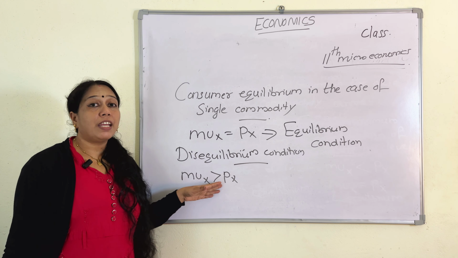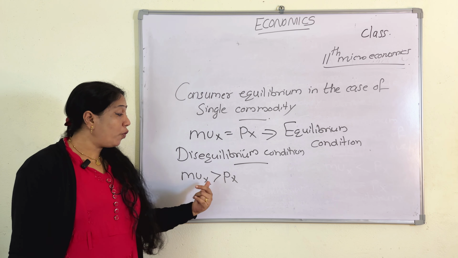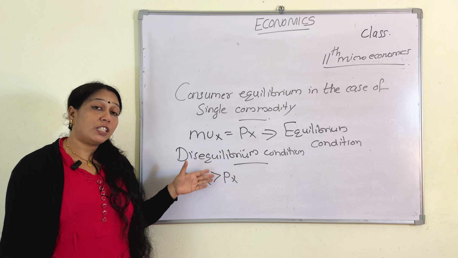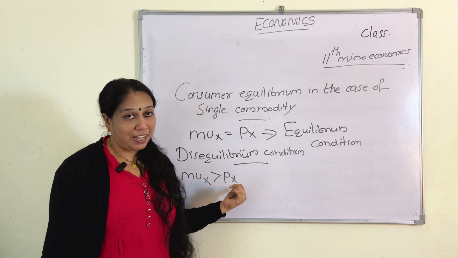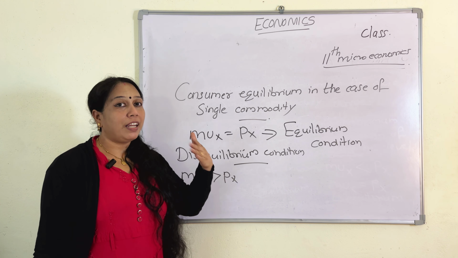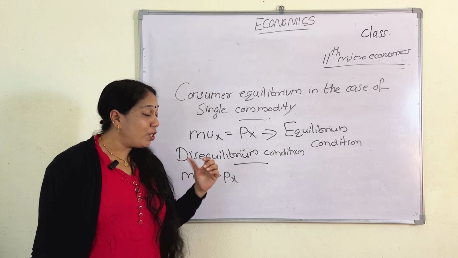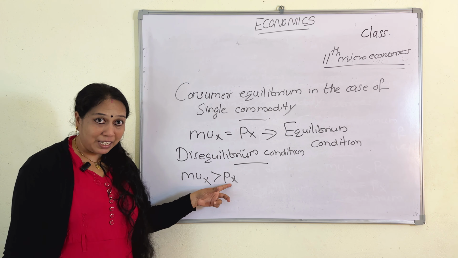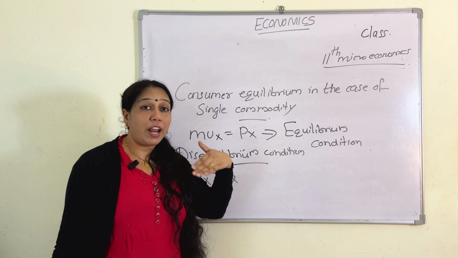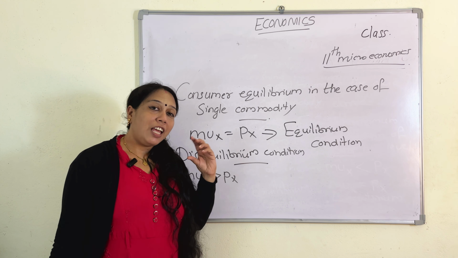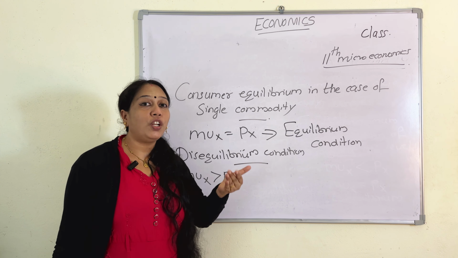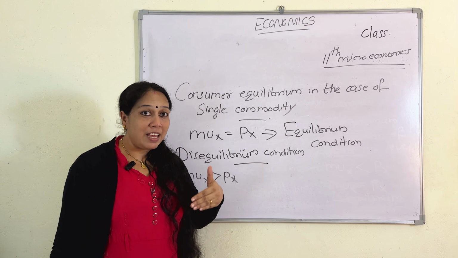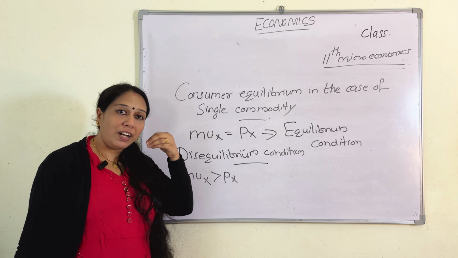Suppose you are buying a chocolate of 100 rupees, but you get marginal utility of 150. It means the marginal utility of commodity X is more than its price. Then what will you do? You will consume that same commodity again and again. Marginal utility is more and price is less, so the consumer will consume more and more units of commodity X. If a consumer consumes more and more units, what will happen? Due to the law of diminishing marginal utility, his satisfaction goes on decreasing.